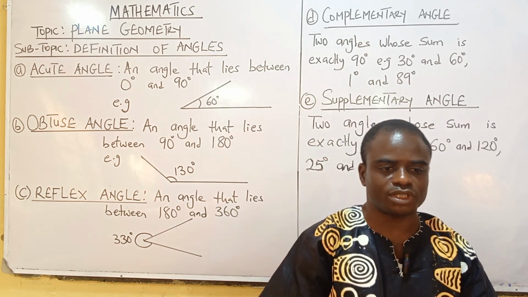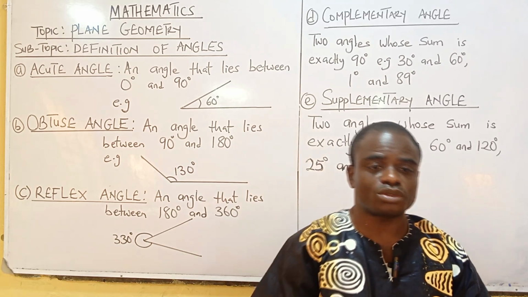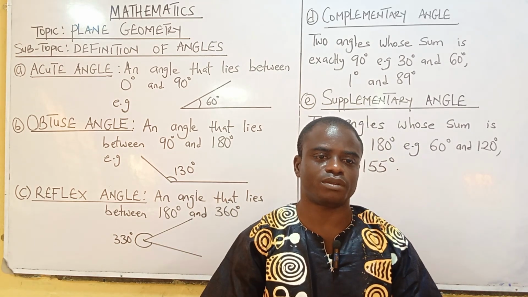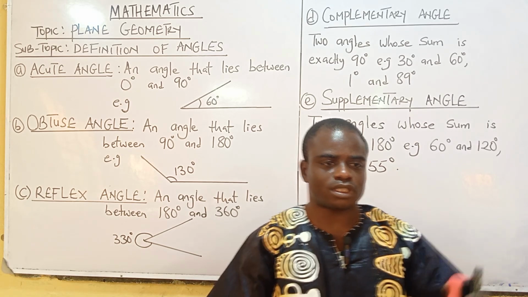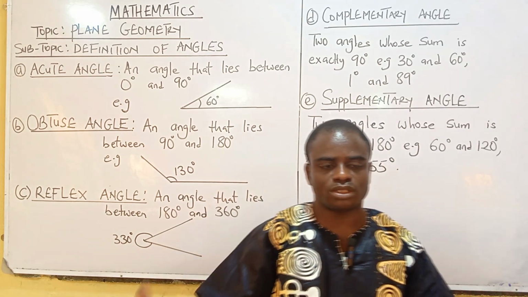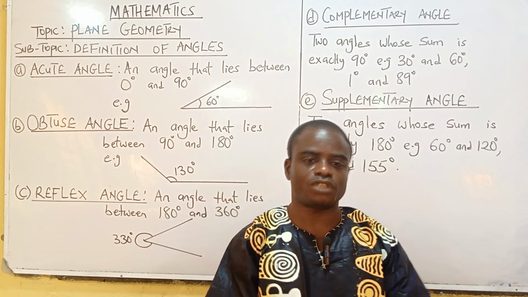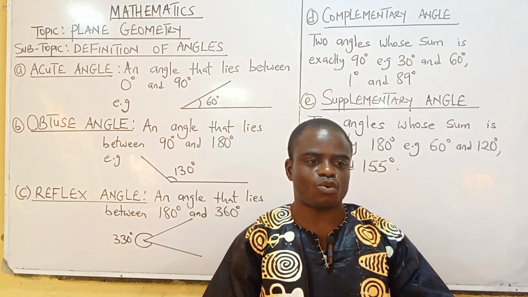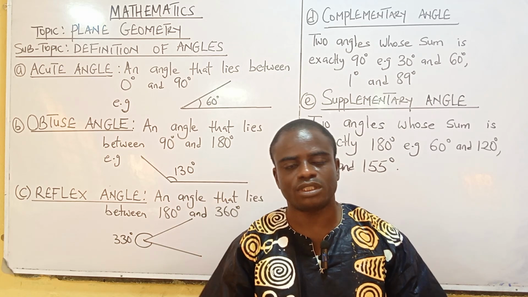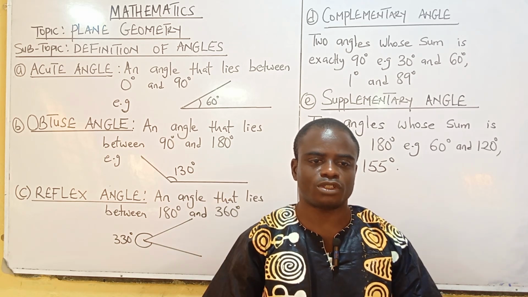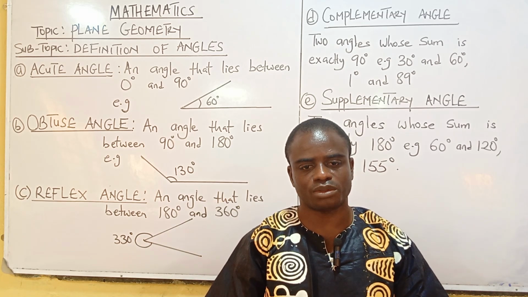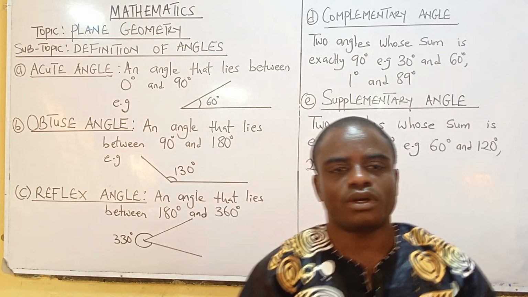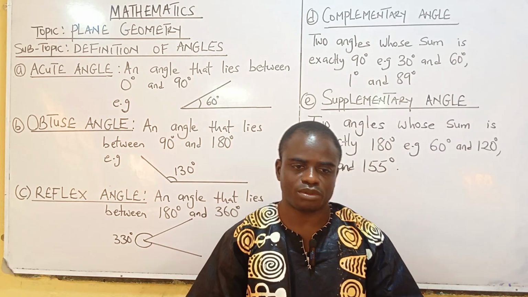Now let's go to complementary angles. Complementary angles are those angles that when you add them together it will give you 90 degree. For example, when you have 30 degree on one side, you add it to 60 degree, it gives you a complementary angle. When you have 1 degree, you add it to 89 degree, it gives you 90 degree. It's referred to as complementary angle. Is that okay? They are complementary angles.